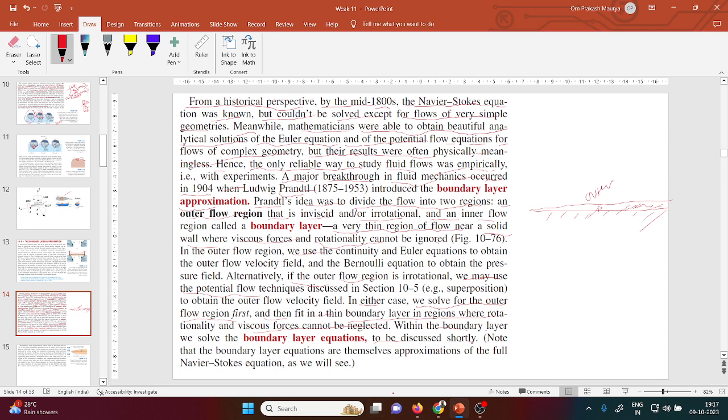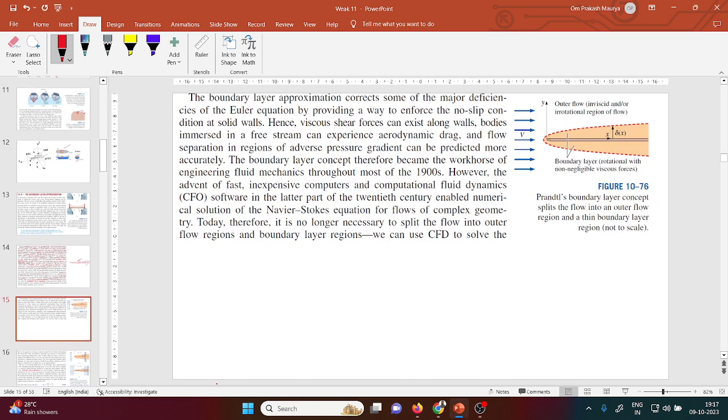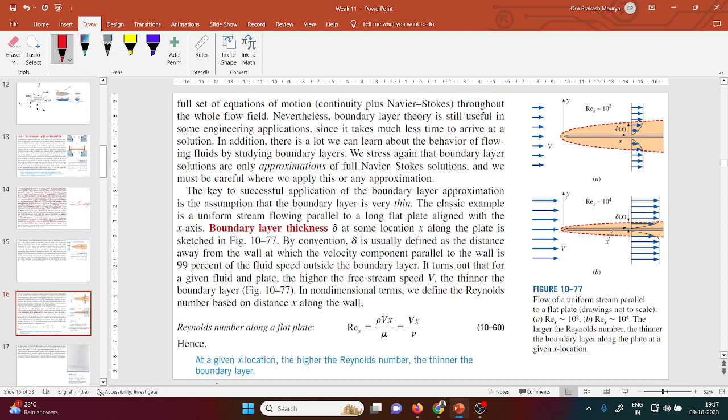Note that the boundary layer equations are themselves an approximation of the full Navier-Stokes equations, as we will see in the coming slides. So this is the whole idea about the boundary layer approximation. In 1904, the boundary layer concept was introduced by Prandtl. Before 1904, the reliable way of studying fluid mechanics was only empirical, that is the pure experimental way.